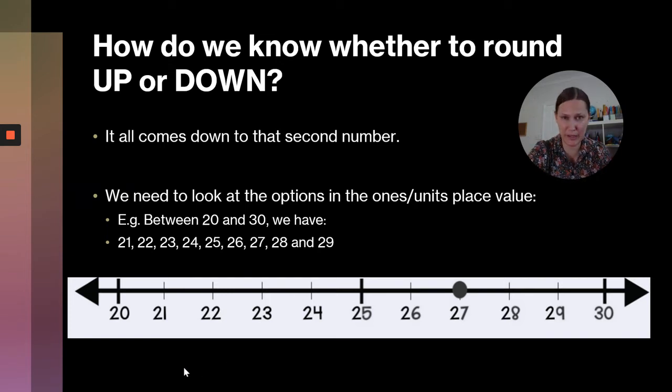For example, if I was rounding a number between 20 and 30, then the options for that number between 20 and 30 would be 21, 22, 23, 24, 25, 26, 27, 28, 29, and then 30. So the numbers between 20 and 30 are those numbers that I just read out, and you can see the second digit. Here we have a 0, so that one's already a multiple of 10. Then we have a 1, 2, 3, 4, 5, 6, 7, 8, 9, and then another 0, which tells me that that's the next multiple of 10. So that second number is the one we're looking at.